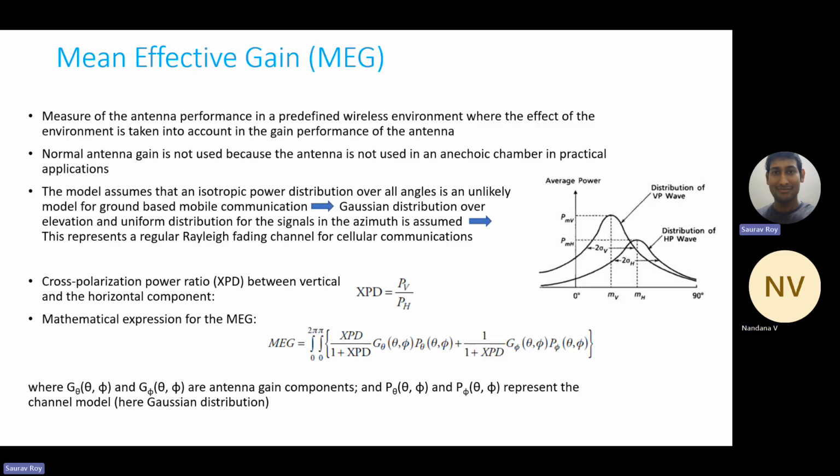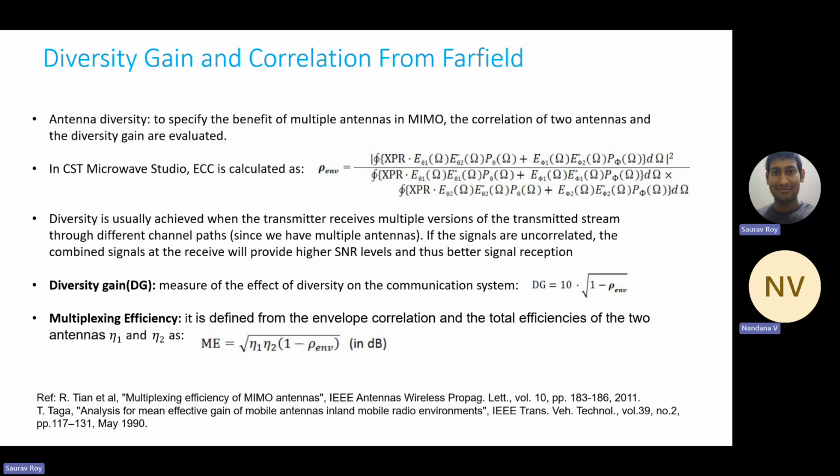So yeah, these things are taken from CST itself. From the CST, if you go to the datasheet, they will give you these 2 different things. One is mean effective gain, another is diversity gain and correlation from far field. Okay. So I'll go through this quickly.